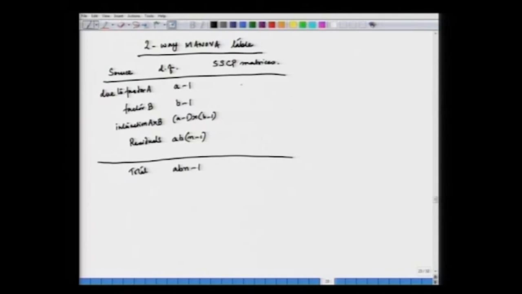The sum of squares and cross product matrices are, by my notation, A, this is B, this is AB, the residuals is E, and then this is T. I am going to give the test procedures for testing various effects.